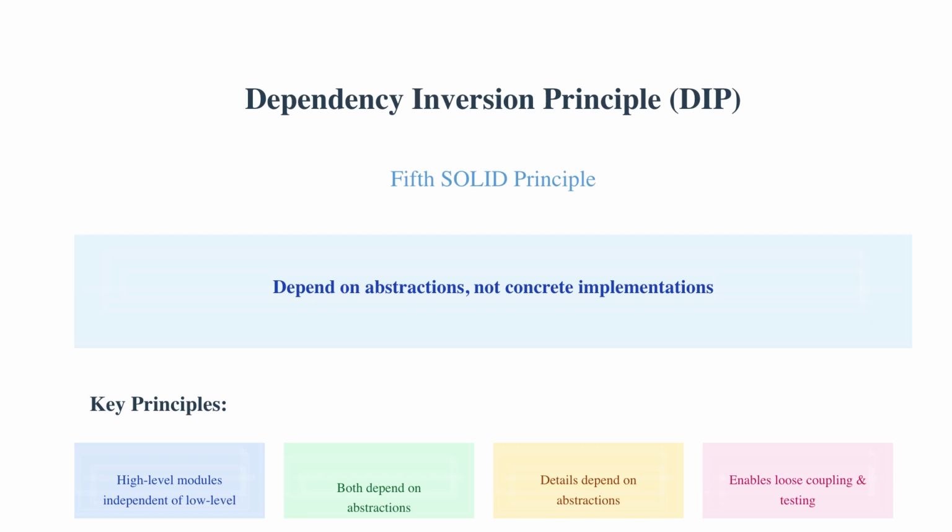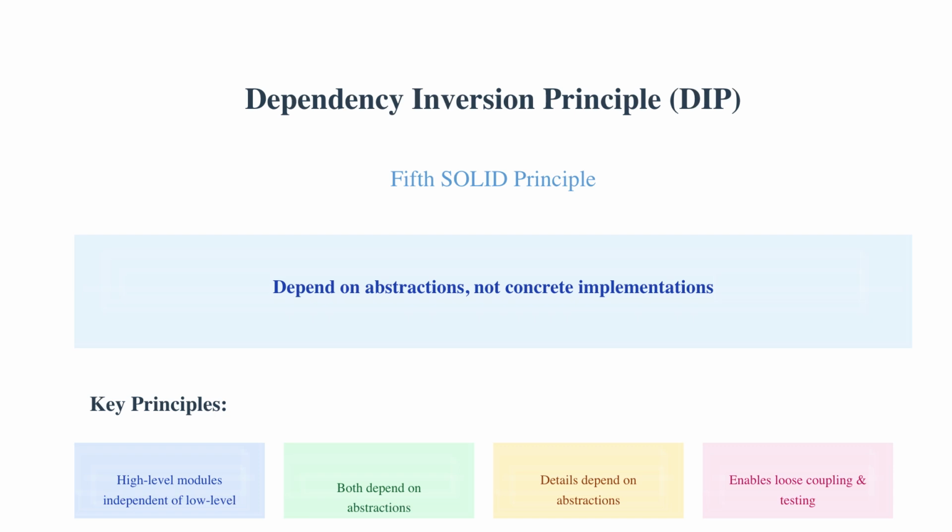Now we arrive at the fifth and final SOLID principle, the dependency inversion principle, or DIP. This principle is particularly powerful because it fundamentally changes how we think about dependencies in our code architecture. The core idea is simple yet profound. Depend on abstractions, not concrete implementations. This means our code should rely on interfaces or abstract classes rather than specific, concrete classes.